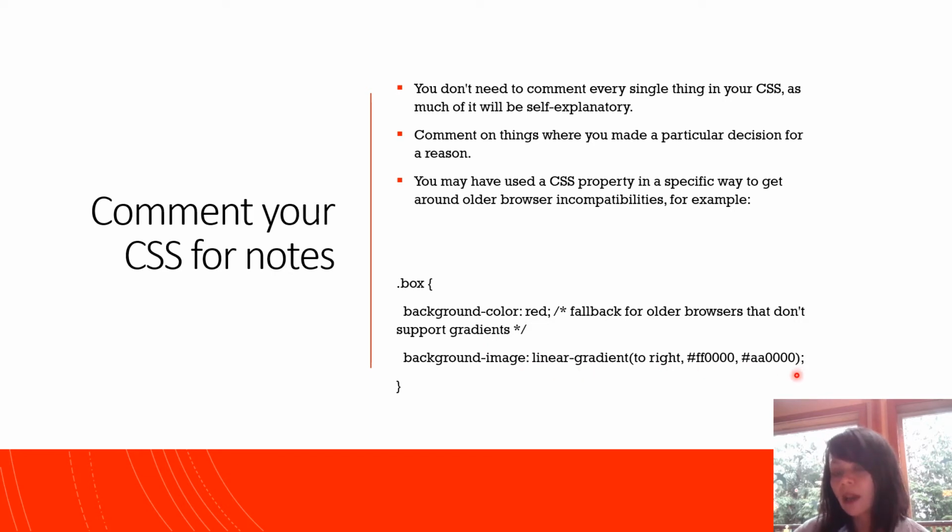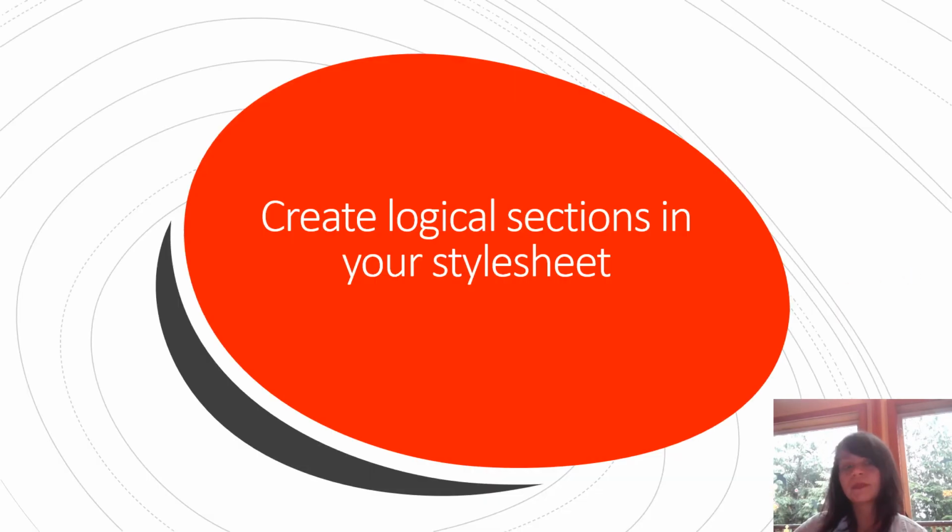second line rule here. Okay, so that's why it's important, because otherwise when you come back to it, you'll be wondering, why did I have background color red when I have the gradient here? Oh, there it is. The explanation is that this is a fallback. This is a just in case older browsers don't support the gradient, use this.